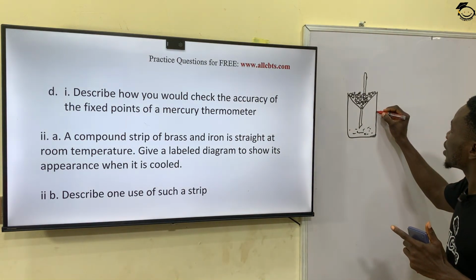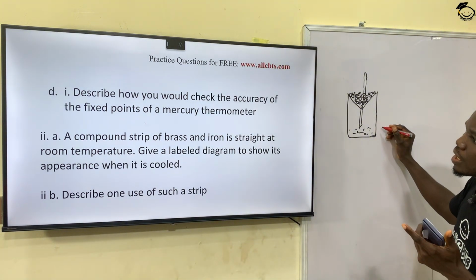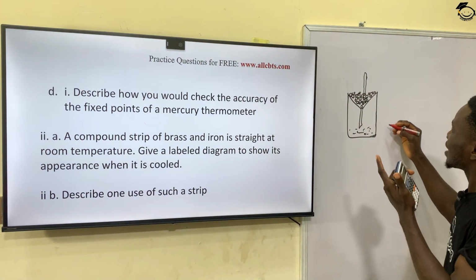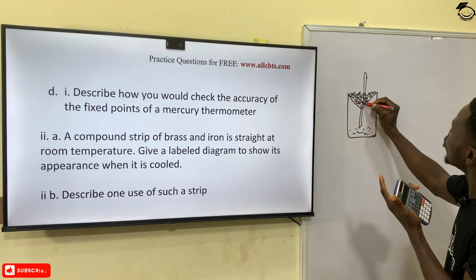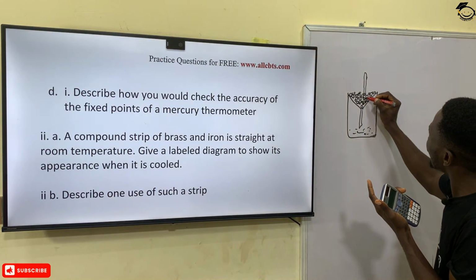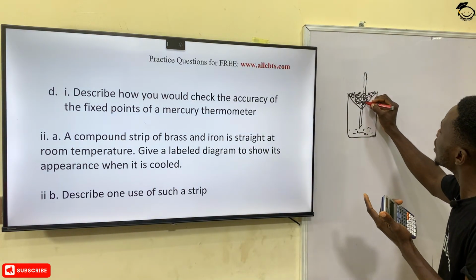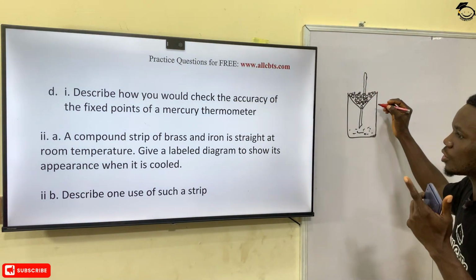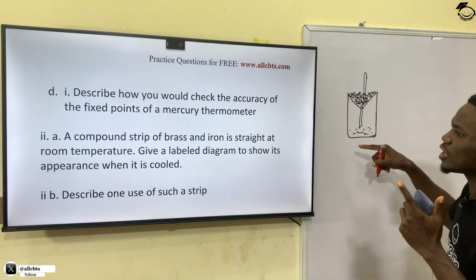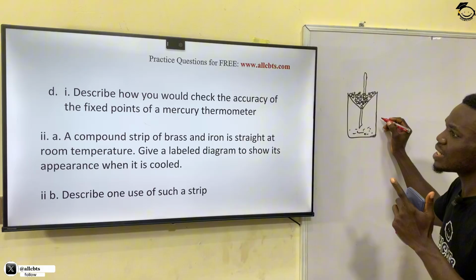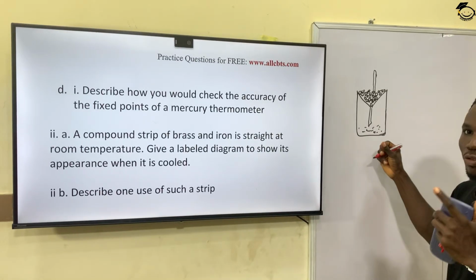Ordinarily, the fixed point ought to be at 0 degrees Celsius, so you also check the height of the mercury within this thermometer at 0 degrees Celsius, and you note it. If it is higher than it ought to be, then it means that this thermometer is faulty.